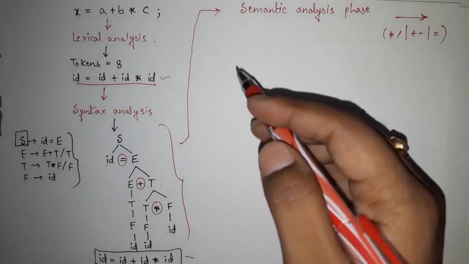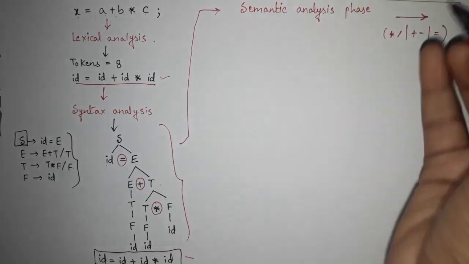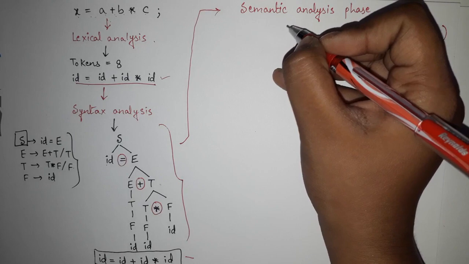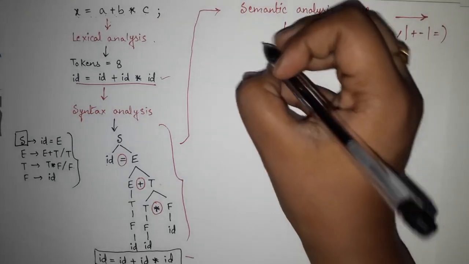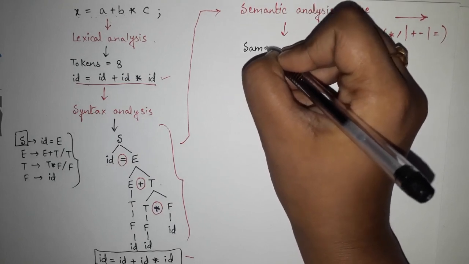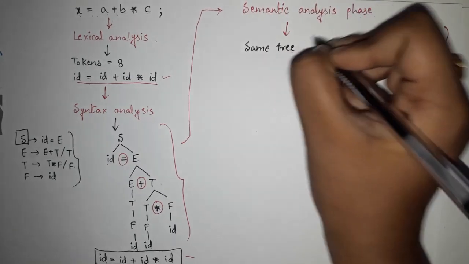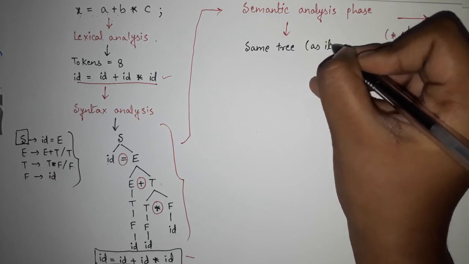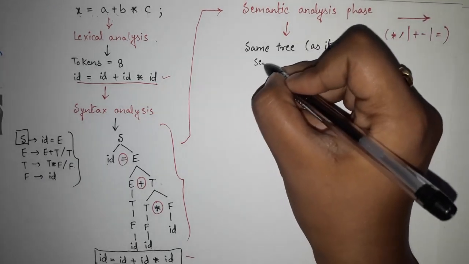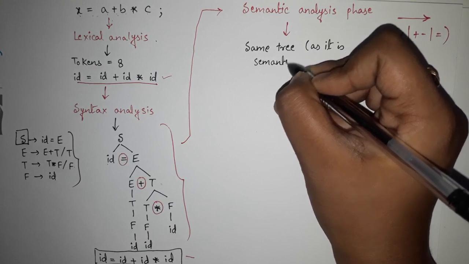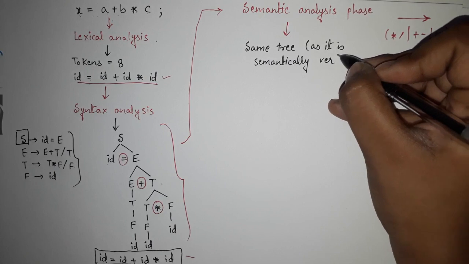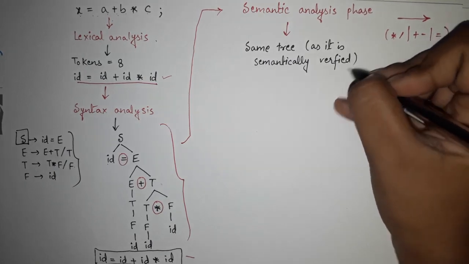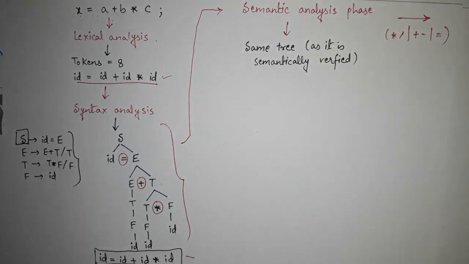So in this case, it will check that yes, it is semantically correct. So what it will do is, it will give the same tree. Whatever tree was there, it was semantically correct, it will give the same tree back as output, because as it is semantically correct, right? The semantically verified, because the use of this phase is just to verify the syntax tree that we have generated.